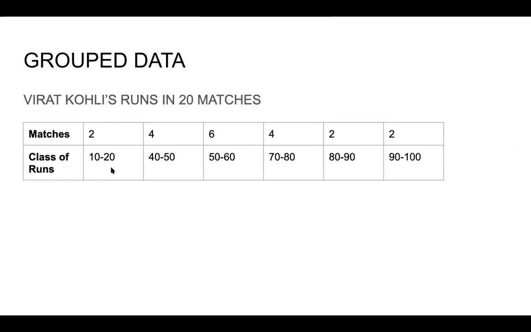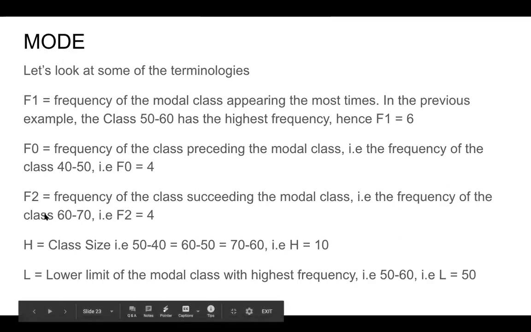But in grouped data, it will be difficult. We know that 6 is the maximum number of matches, so he has scored somewhere between 50 to 60 runs, some number like 51, 52, 53 until 59, the maximum number of times. But we don't know what the exact number is. To find that exact number, there are a few terms that you need to understand.